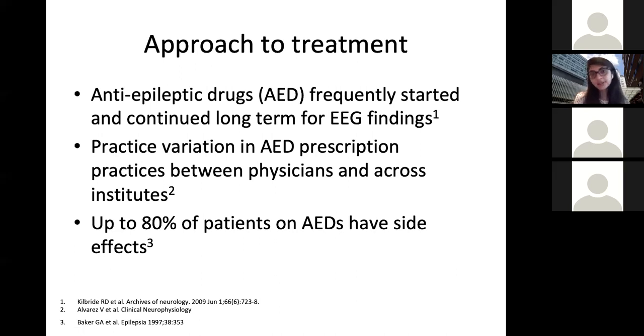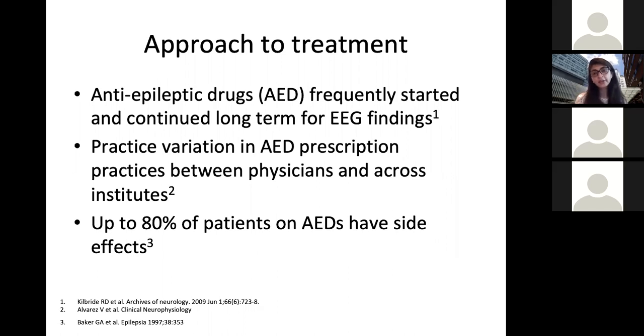There are no randomized controlled trials on how and when to treat these periodic and rhythmic patterns. And in the absence of good quality data, seizure medications are frequently started in response to these patterns. And of course, without any treatment guidelines, there's considerable practice variation. And anti-seizure medications themselves are not risk-free. Up to 80% of patients that we see in our clinics present with seizure medication side effects, including cognitive slowing, gait instability, sedation. So there is a risk-benefit ratio that has to be taken into consideration.